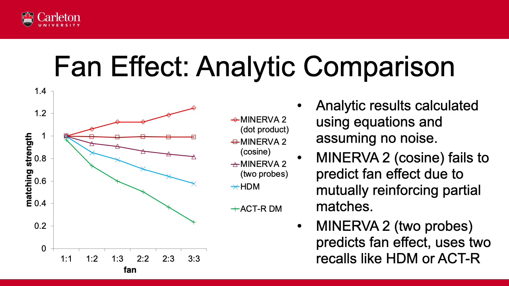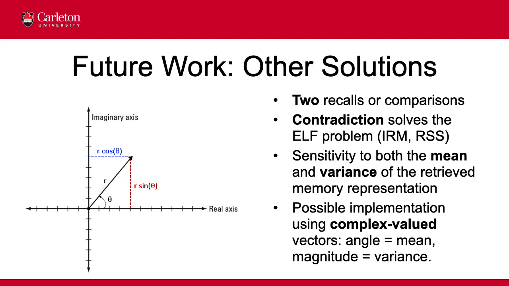A mathematical analysis of the models reveals that Minerva's failure to predict the fan effect is due to mutually reinforcing partial matches, which is eliminated by using 2 cues instead of 1. Other solutions may be possible, such as using 2 separate similarity comparisons for each item in the pair instead of 2 separate recalls. One intriguing possibility is raised by the RSS and IRM models, developed to account for another task that Minerva fails on, the ELF task.